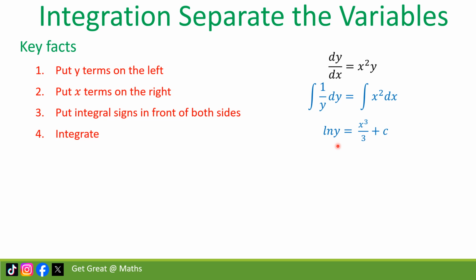So to get y on its own, we need to do the opposite to ln y, which is e. So we're going to take e of both sides. So y is equal to e to the power of x cubed over 3 plus c.